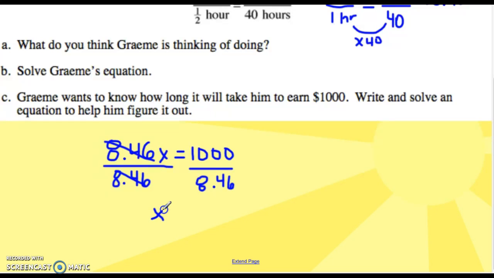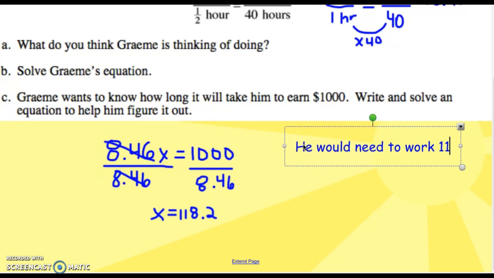And I find that it's 118 hours, 0.2, and then I have a longer decimal after. So in order to make $1,000, he would have to work 119 hours, because at 118 hours, he is a little bit short of $1,000. He has to work that 0.2 hours more. So I'd say he needs to work 119 hours to earn that $1,000. So that would be your answer for C.